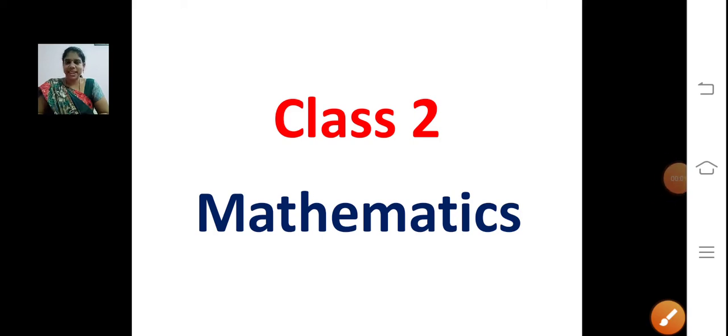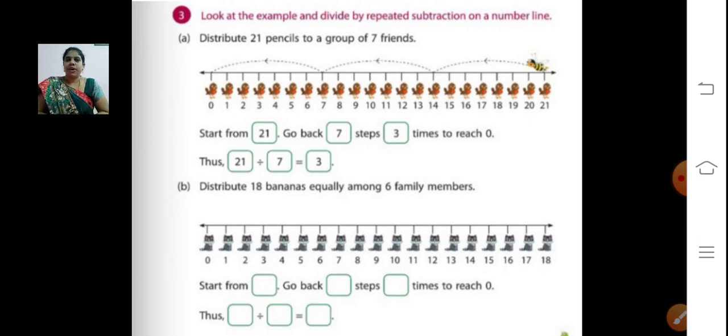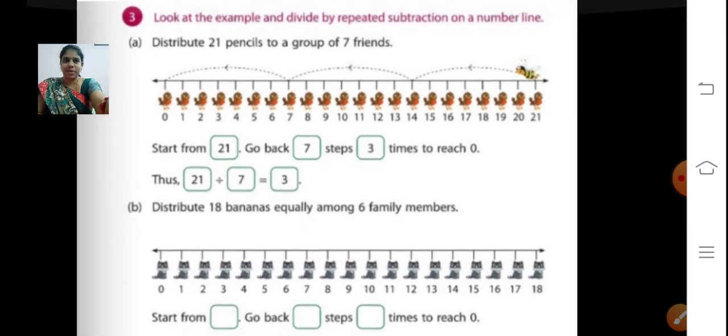In today's maths class, we are going to continue with the division. So today we are going to see how to do division on a number line. Shall we see the sums now?